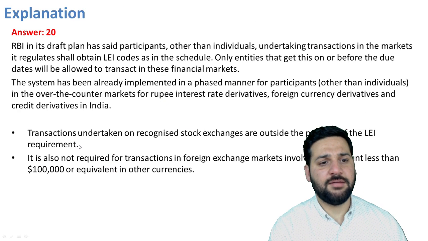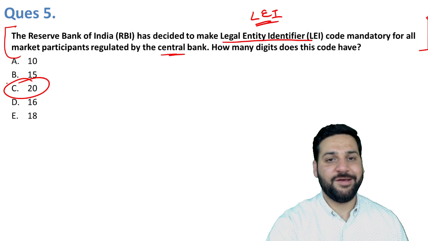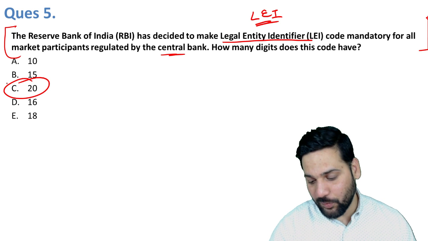So I think that's all. It is a 20-digit number. C is the answer. I told it myself, by the way. So it is a 20-digit number.